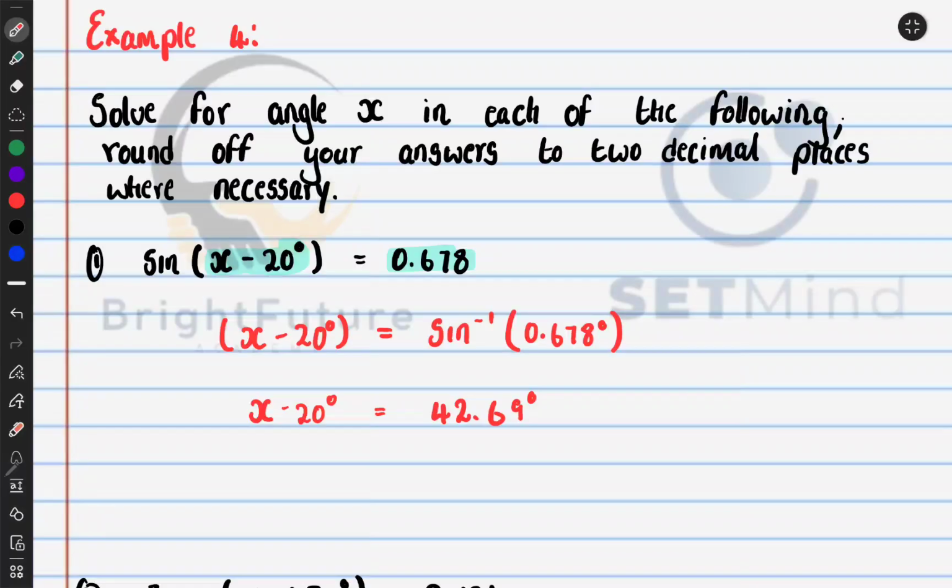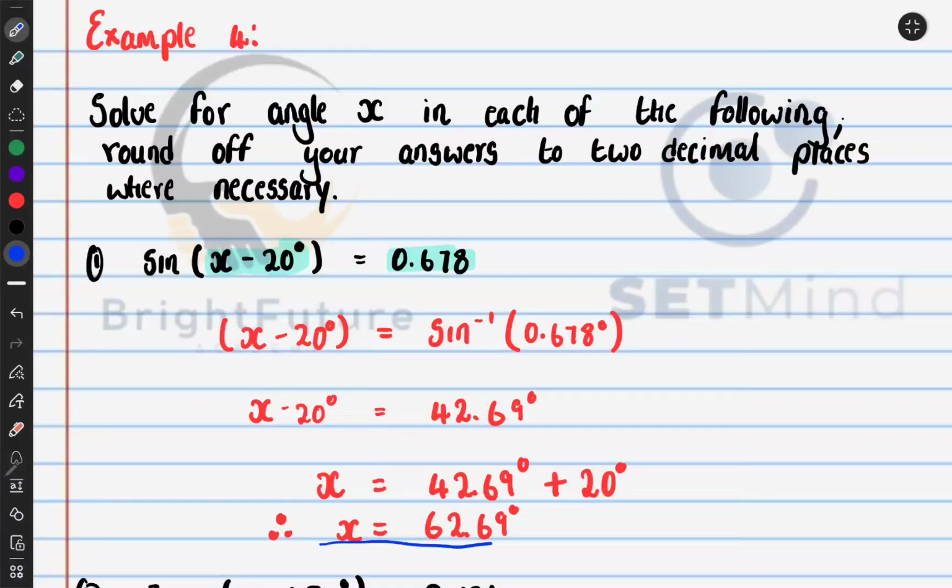And then we take 20 to the other side, so we're going to have x is equal to 42.69 degrees plus 20 degrees. Therefore, x will be equal to 42.69 plus 20, that is 62.69 degrees, and that will be the value of x.